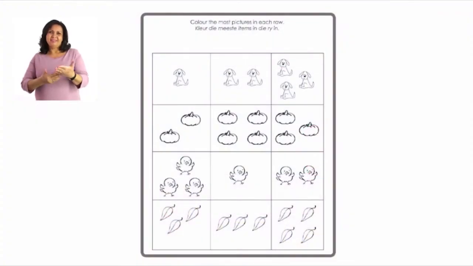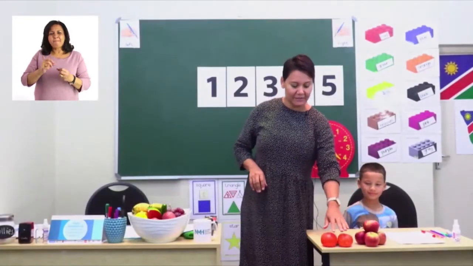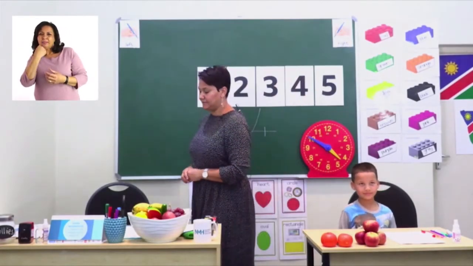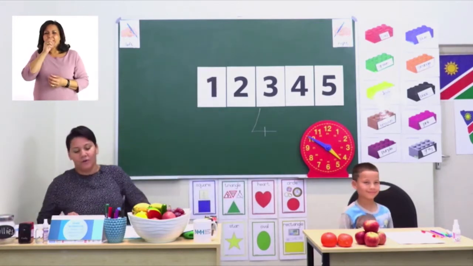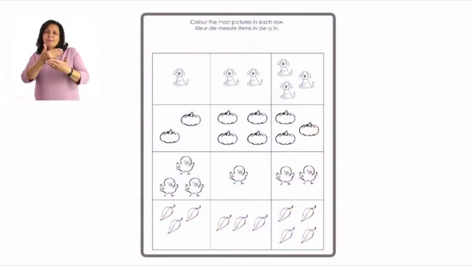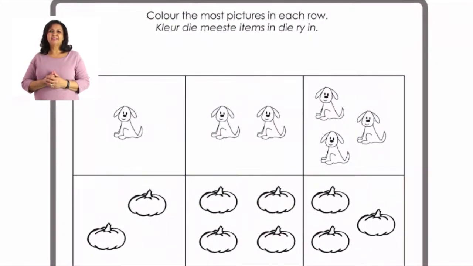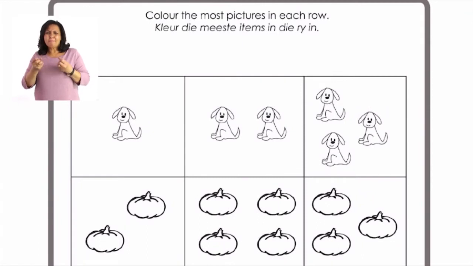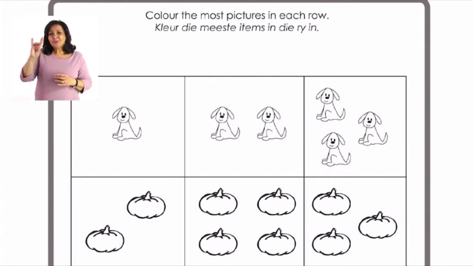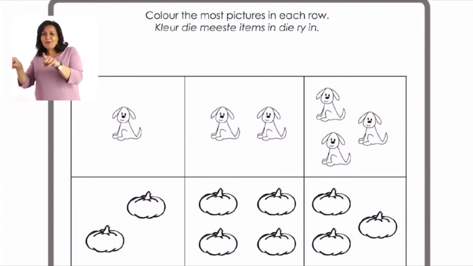And for our next page, remember the lesson I taught you on most and least. We have the most apples and we had the most nectarines. Well, look at page 12. Let's see. On page 12, which one would be the most dogs? Let's look at the first line. The last block would have the most dogs. Let's look at the pumpkins.